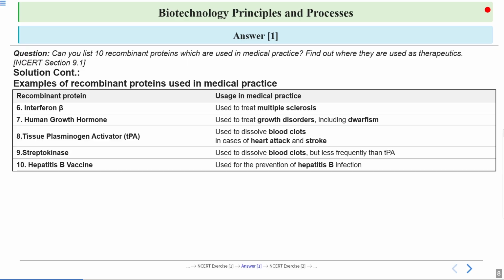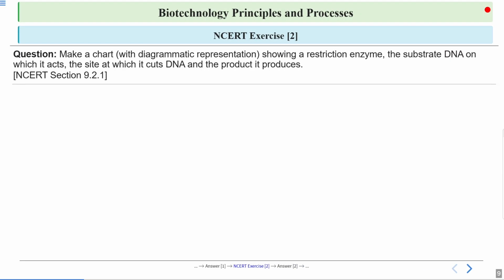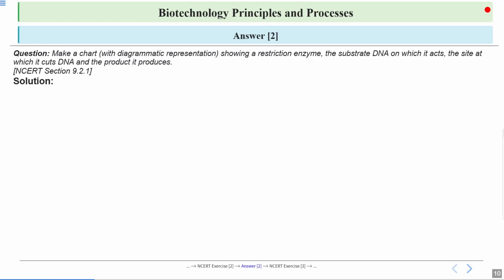Next question: make a chart with the diagrammatic representation. Show the restriction enzyme, the substrate DNA on which it acts, the site at which it cuts the DNA, and the product it produces. So you have to show the diagrammatic representation for all these activities. Let us see the answer to this question.